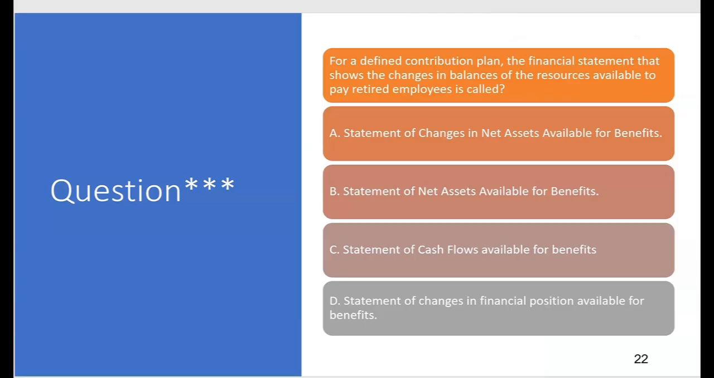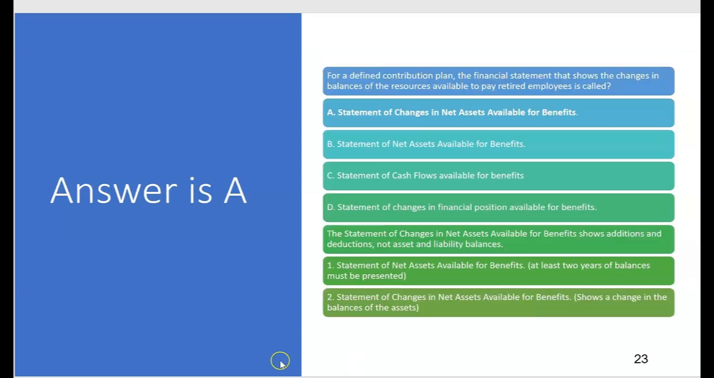All right, for a defined contribution plan, the financial statement that shows the changes in balances of the resources available to pay retired employees is called what? Is that A, the statement of changes in net assets available for benefits? Sounds like it. Or is it B, the statement of net assets available for benefits? No. Is it the statement of cash flows, C? No. Statement of changes in financial position available for benefits, D? Nope. Let's go with letter A.